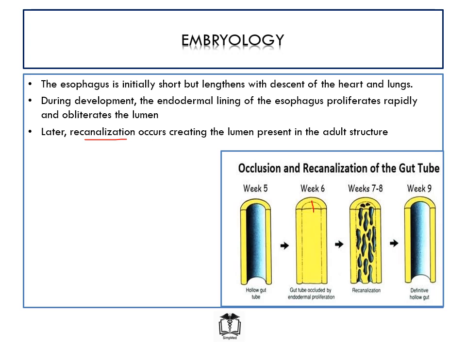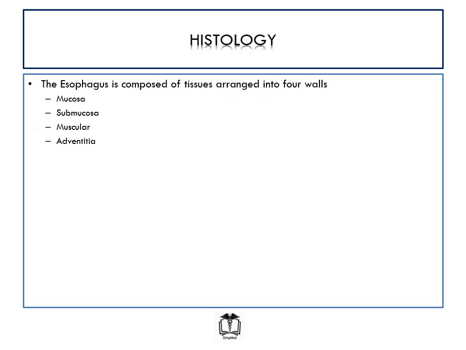So usually the recanalization there allows for the esophagus to be patent, and as a result allows for food passage to occur. If recanalization fails, this could lead to a number of defects, usually one of which tends to be an esophageal atresia or esophageal stenosis.